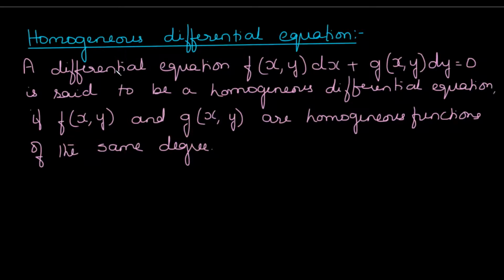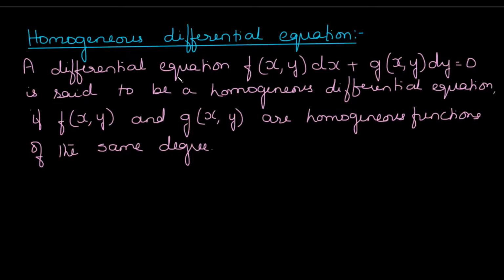Now the definition: a differential equation, say f(x,y) dx plus g(x,y) dy is equal to 0. See, whenever you see dx, it's a differential equation. This equation is said to be a homogeneous differential equation if the functions involved there, that is f(x,y) and g(x,y), are homogeneous functions of the same degree. So remember this, all these conditions are to be fulfilled actually.